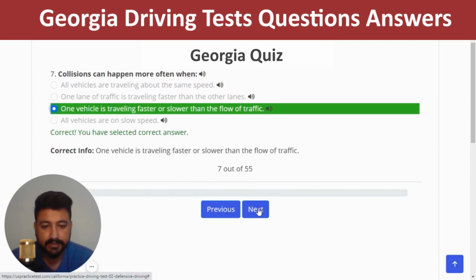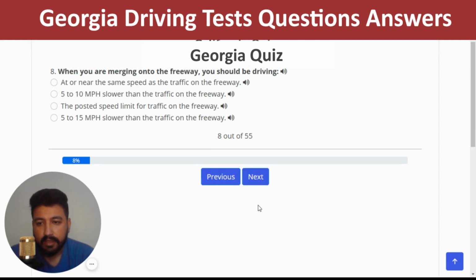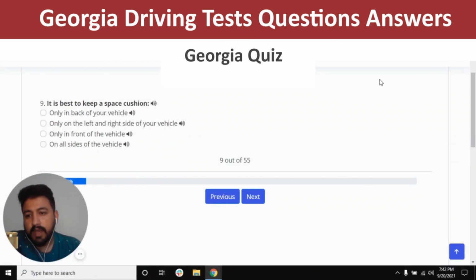Yes, and next. When you are merging onto a freeway, you should be driving. The right answer is, at or near the same speed as the traffic on the freeway. So I'm going to click on the first option, correct, and next. The ninth question is, it is best to keep a space cushion. The right answer of the ninth question is, on all sides of the vehicle. So looking like the last option is the right answer.